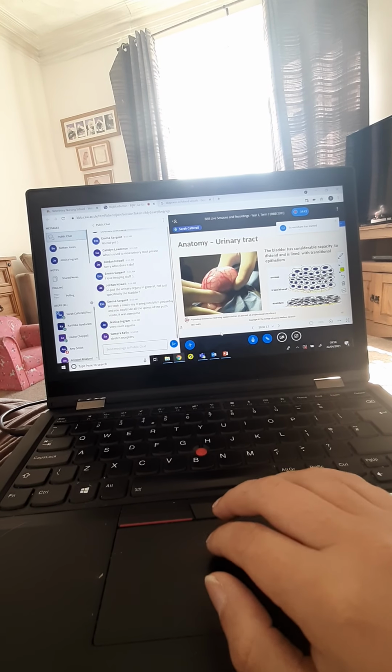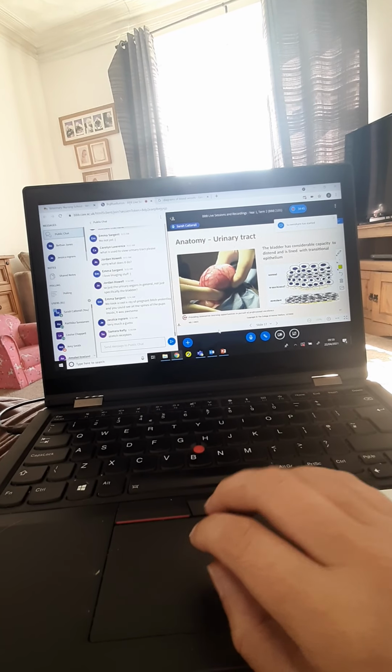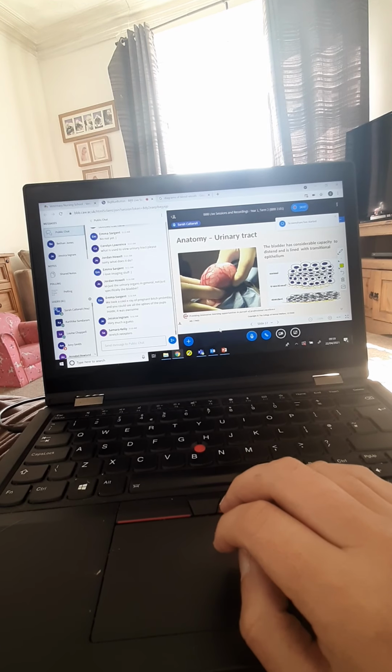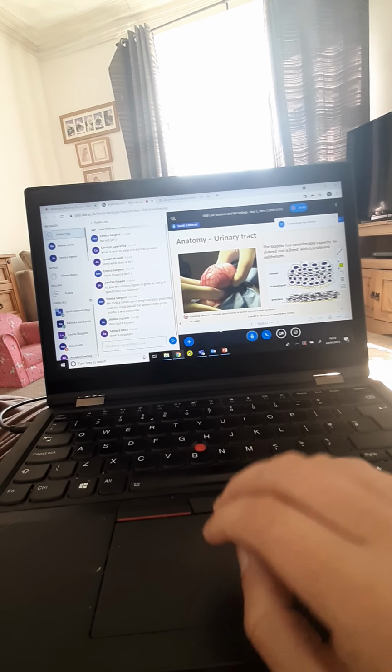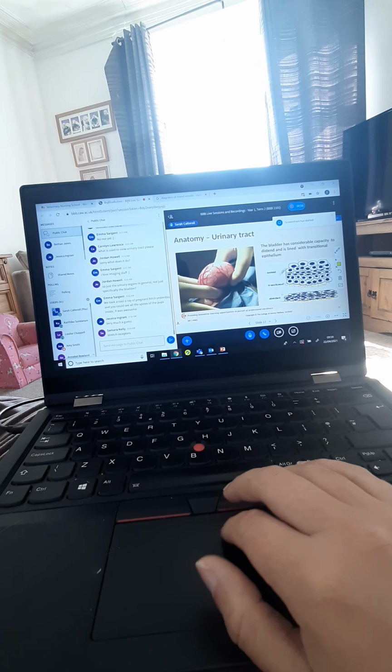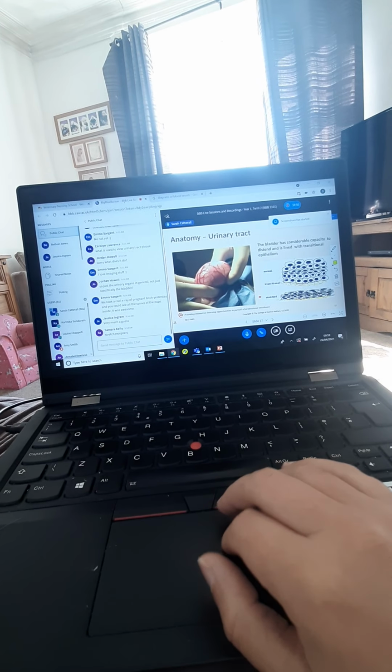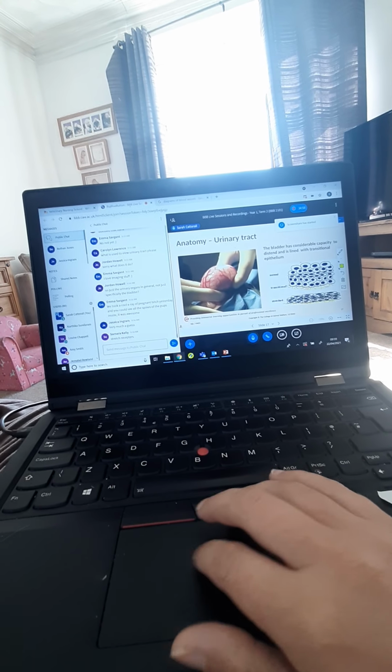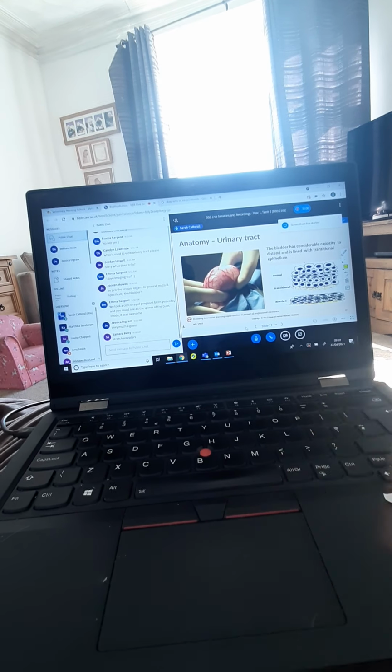almost like a balloon, if you imagine. When you've got an uninflated balloon, the wall of the balloon is quite thick. And then as you blow it up, the sides of the balloon stretch and it goes a little bit thinner. And that's what these transitional epithelial cells do when the bladder fills. The bladder has stretch receptors in it.